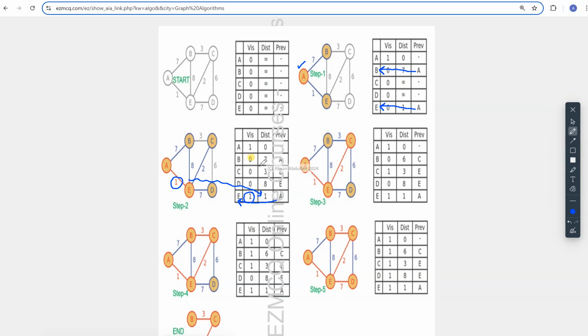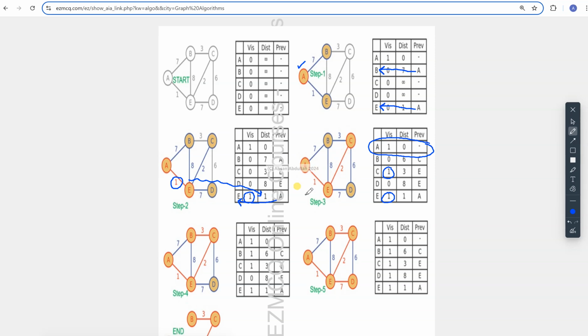So based upon this, we go to the nearest one, and the nearest one reachable is C. So from A we go to E, and from E we go to C, and the cost is 3. So this is set to 1. This is set to 1. This will always remain the same. And the red is the part of the graph which has been fixed and visited.